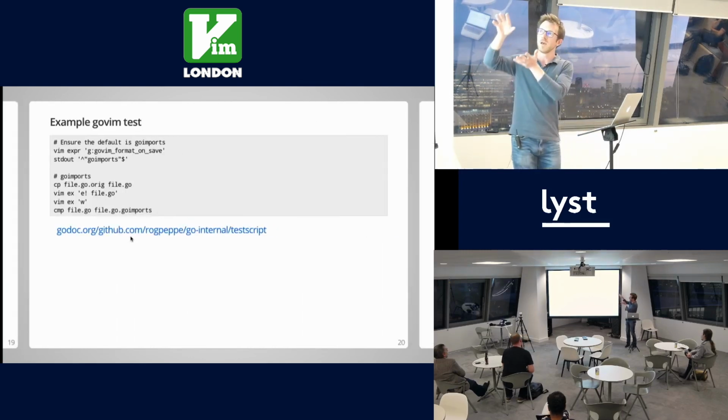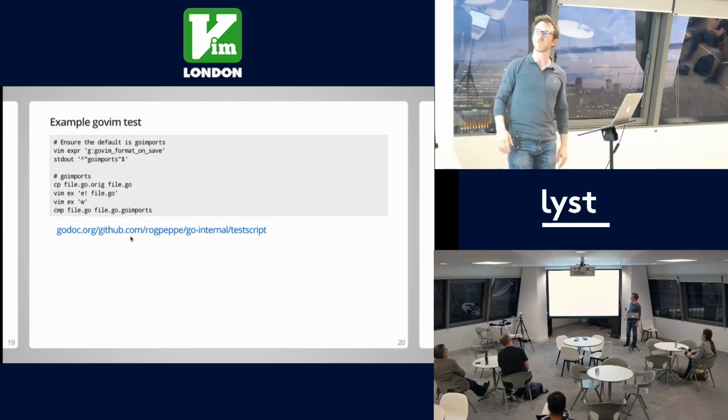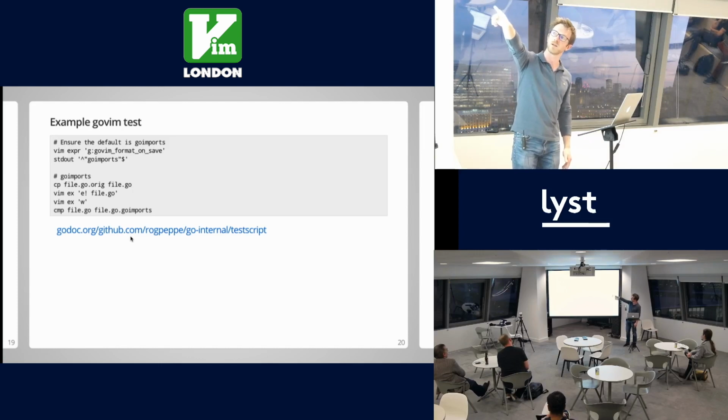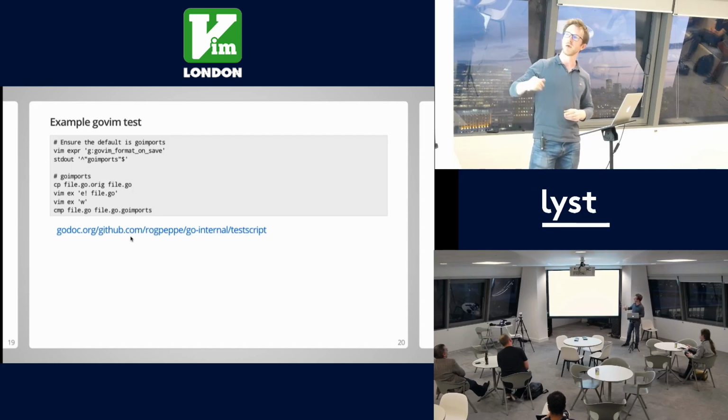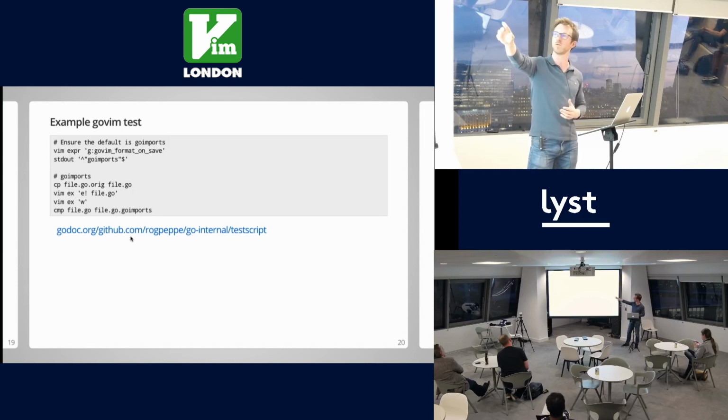But it now condenses down to this super simple script here where I can just say, tell me what the value of this variable is. Then I'm making an assertion there on the third line, stdout, that it actually is the value of goimports, a string. Okay? And then what we're going to do is load a file. You can see vimex: I'm running an ex command there, which is to edit, load, file.go, and then I'm going to run vimex and then w to save the file.